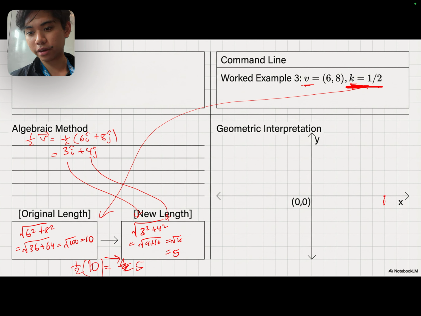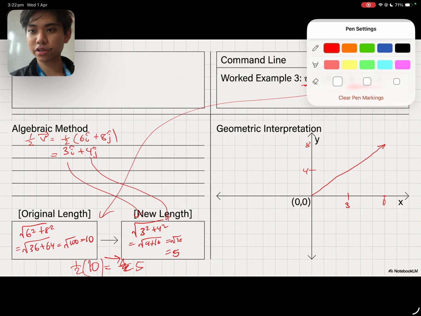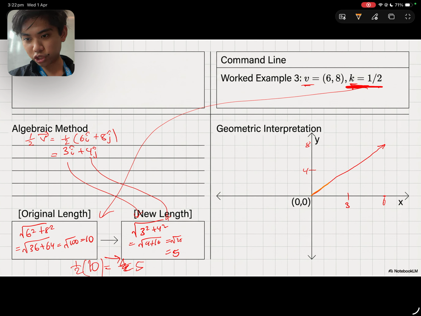Okay? So in terms of our geometric interpretation, 1, 2, 3, 4, 5, 6 here, and then let's say that we're going up in 2s, so 2, 4, 6, 8. 8 is here. Okay, so this is my original vector, right? If I take my new vector, once I've multiplied by the scalar quantity half, I'm going to be left with 3, 4. So I'm going to draw in a different color because it's overlapping. So in orange here, we can see this is our new length, and it's obviously half the length of what I originally had.